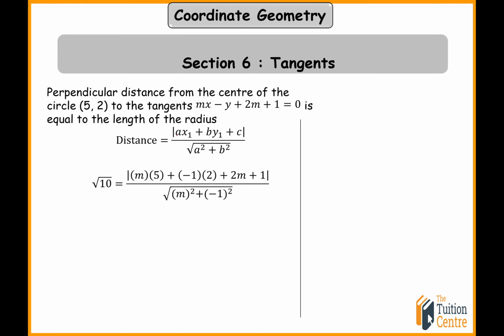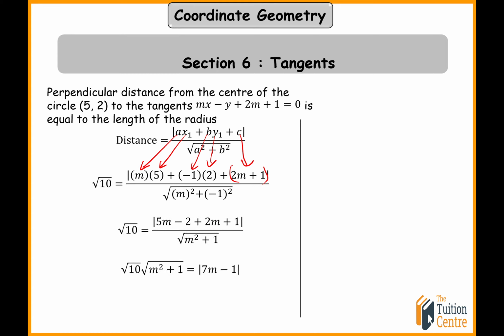So remember, the a was m, the x coordinate of the center was 5, the b was -1, the y coordinate of the center was 2, and c was 2m plus 1. Underneath the line you've got the square root of m squared plus -1 squared. It's all equal to root 10. We tidy it up as much as we can.